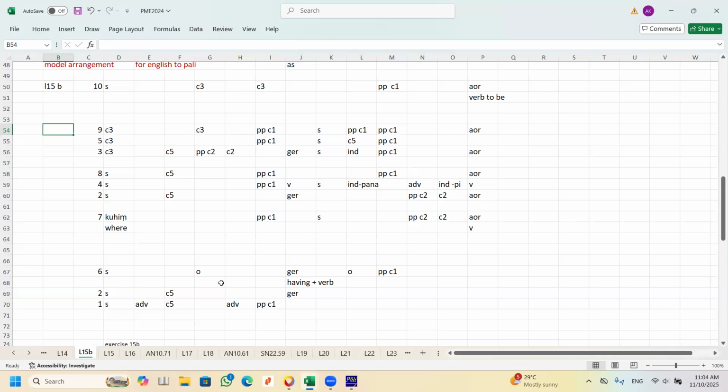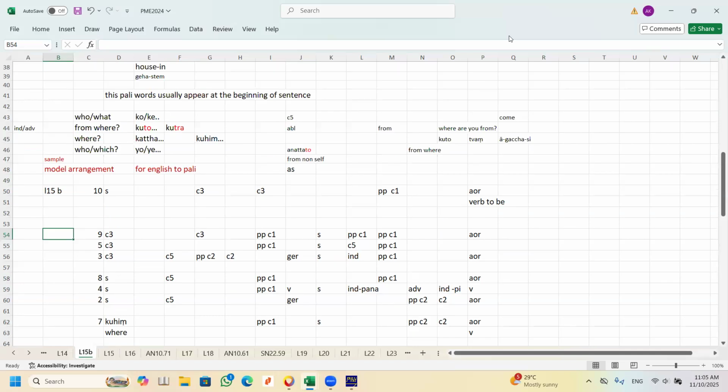So I will not continue on the rest of your lesson 16B, 17B, because you already know the structure. You are not going to do it from scratch. You are doing assisted English to Pali translation. You follow the format. Okay, I'm done here.